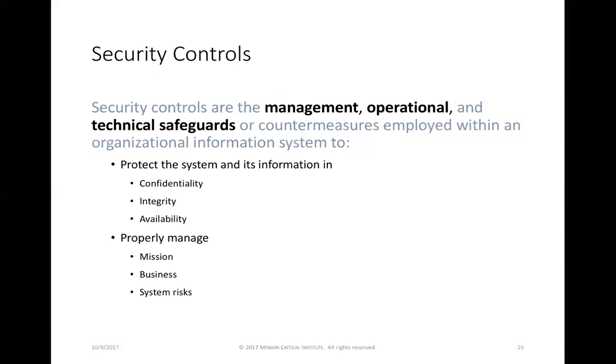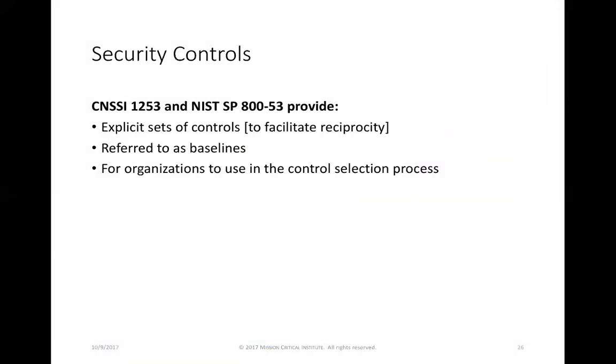They protect the confidentiality, integrity, and availability of the system. You're going to hear that over and over and over again. Confidentiality, integrity, and availability. It's the CIA triad. And they properly manage the mission, business, and system risks.